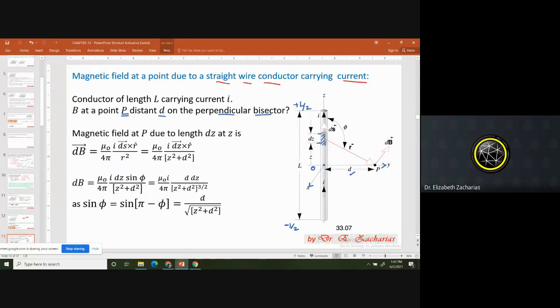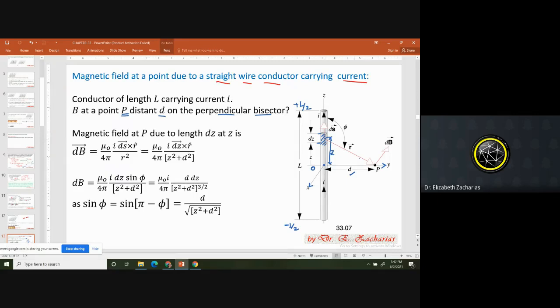It has a length dz. And where is it located? It is located at a distance z from the origin. At a distance z from the origin. And what is the magnetic field because of this dz element at the point P?